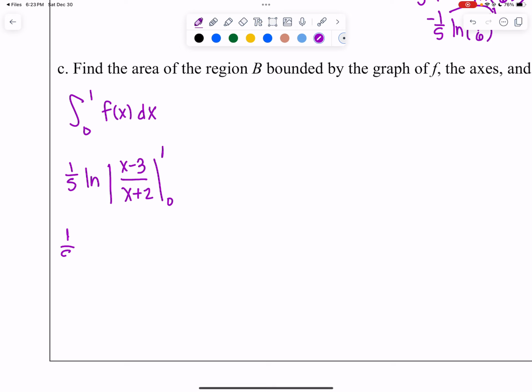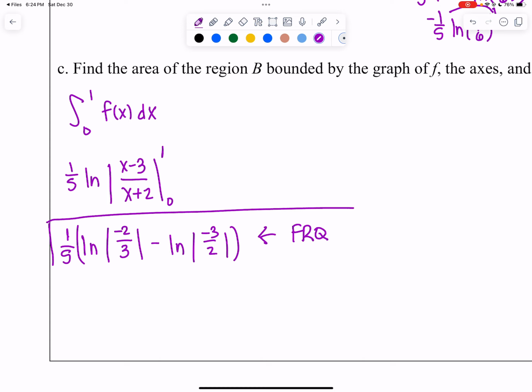So now I have 1/5 ln of, let's see, 1 minus 3 is negative 2, 1 plus 2 is 3, minus ln of negative 3 over 2. And this is okay as an FRQ. This is your final answer.